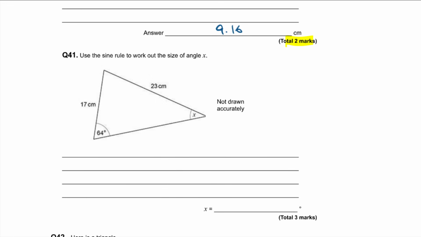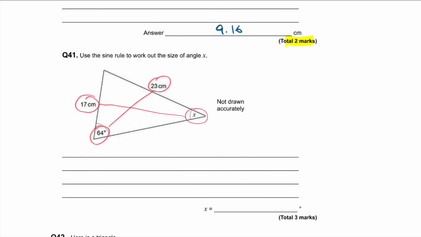Question 41, use the sine rule to work out the size of angle X. So here, again, have we got 3 sides here? No, we don't. Look, we don't have anything here. So it's not going to be the cosine rule. So next, look for opposite pairs. Now I've got 64 matching up with 23, and I've got my unknown angle here which matches up with the side that I know. So again, this is an example of where we're going to be using the sine rule.